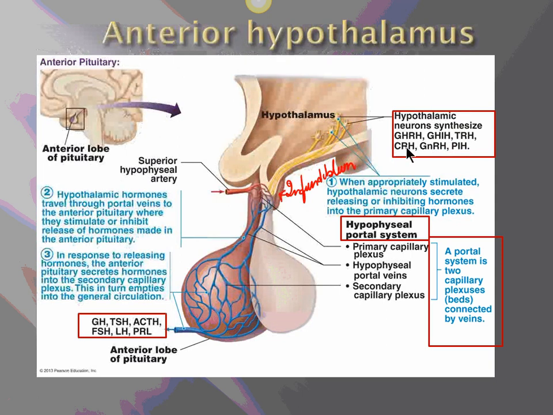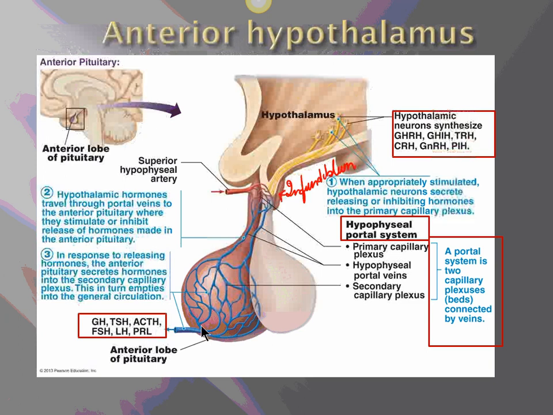The thyroid releasing hormone will cause secretion of thyroid stimulating hormone. The corticotropic releasing hormone will cause release of adrenocorticotropic hormone. Remember, tropic meant causing release of another hormone. The gonadotropic releasing hormone will cause release of FSH and LH. And the prolactin inhibiting hormone will prevent release of prolactin. When its levels are low, then prolactin is secreted.